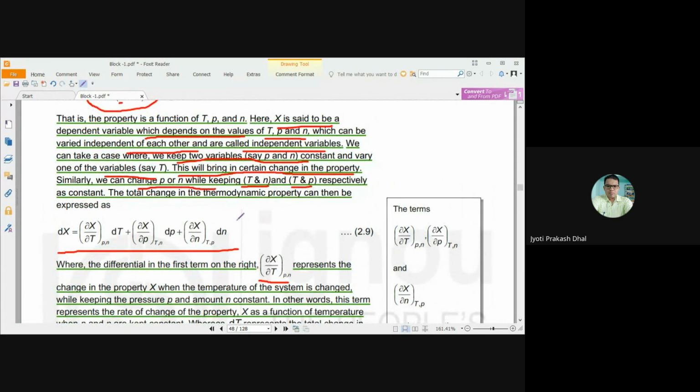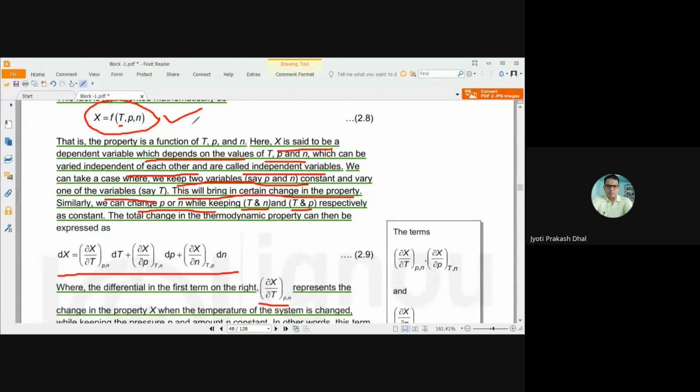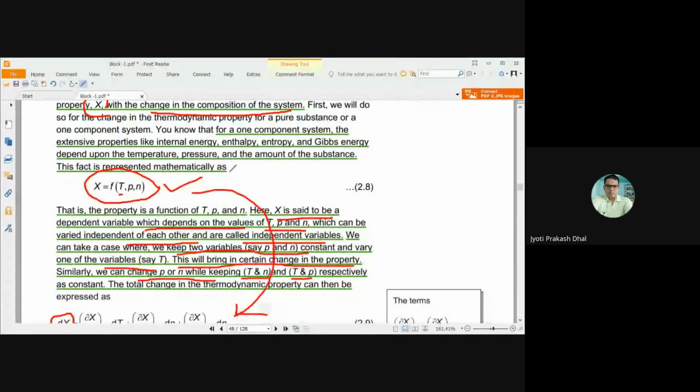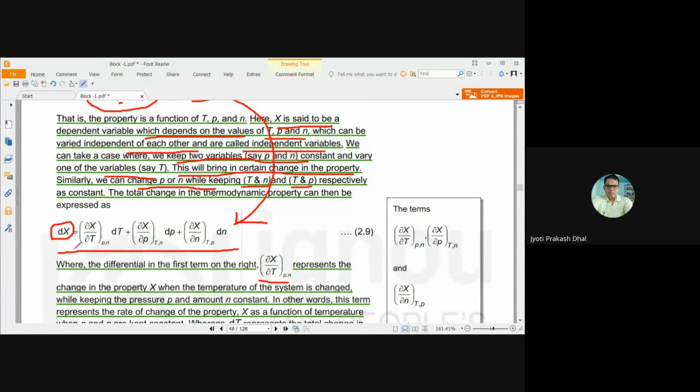Now taking the differential form of equation 2.8, we can write equation 2.9 like this: dx equals del x by del t at constant pressure and number of moles dt, plus del x by del p at constant temperature and number of moles dp, plus del x by del n at constant temperature and pressure dn.